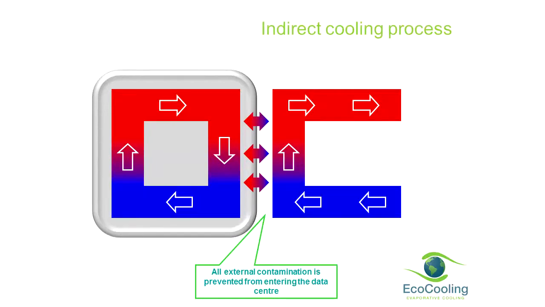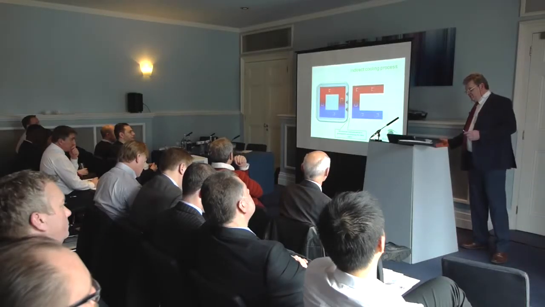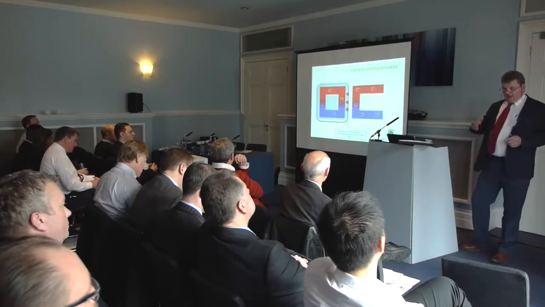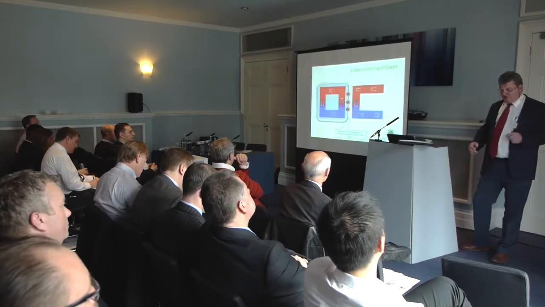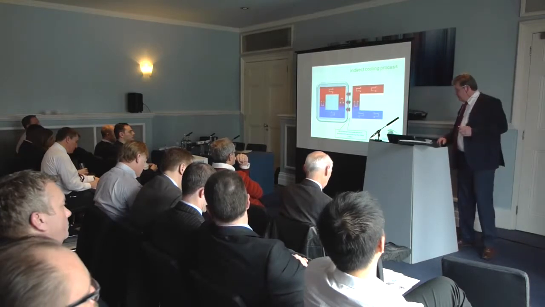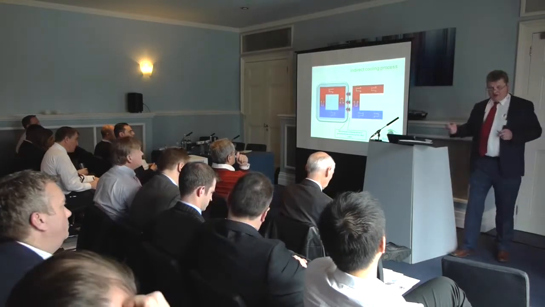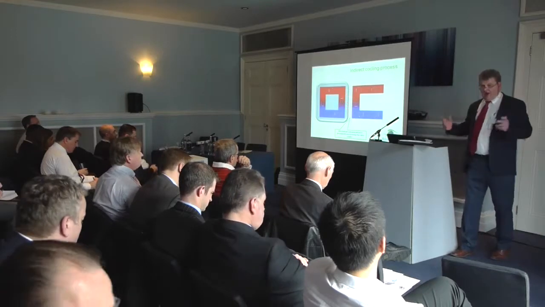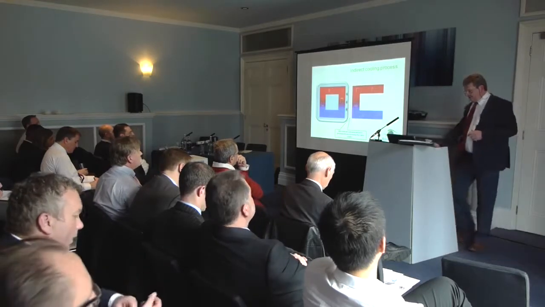So, what's been one of the emerging technologies which addresses those problems? You will see a lot of indirect systems coming on the market now, where we actually separate the two air streams, so the data centre is its own enclosed space with no external contaminants, and very efficient, because we're still using the fresh air on the side of your air cooling circuit of your data centre, using fresh air through a simple heat exchanger and a fan.